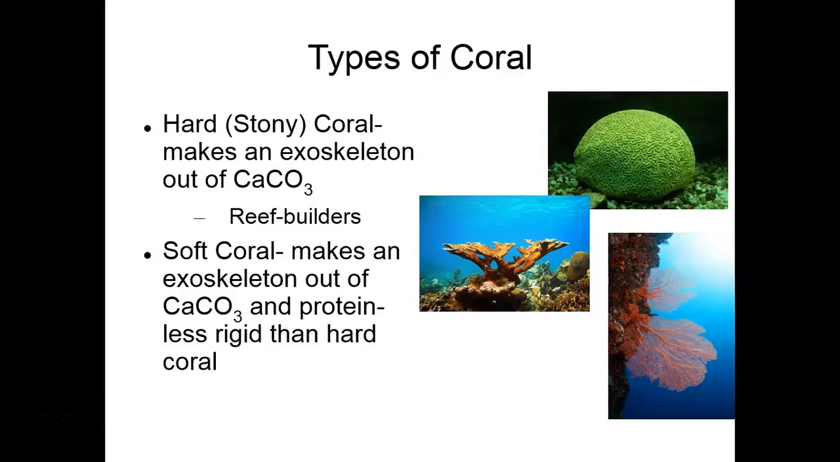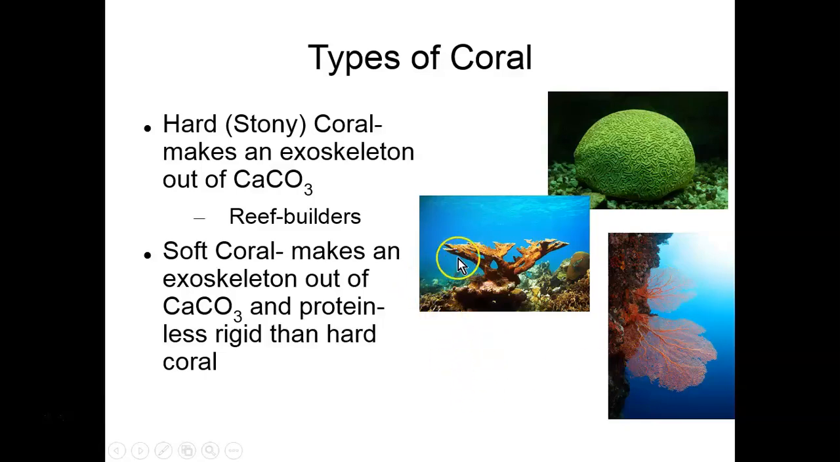So hard or stony coral is what makes the coral reef. These are the corals that have the zooxanthellae living in their tissues, and they make their little cup or their exoskeleton out of calcium carbonate, and so they have a hard structure, such as the coral seen in these pictures here. But the other type of coral, soft coral, also uses calcium carbonate to make its outer structure, but it also mixes it with protein, which makes it a little less rigid and more flexible. For example, sea fans, which are shown here, are an example of a soft coral.